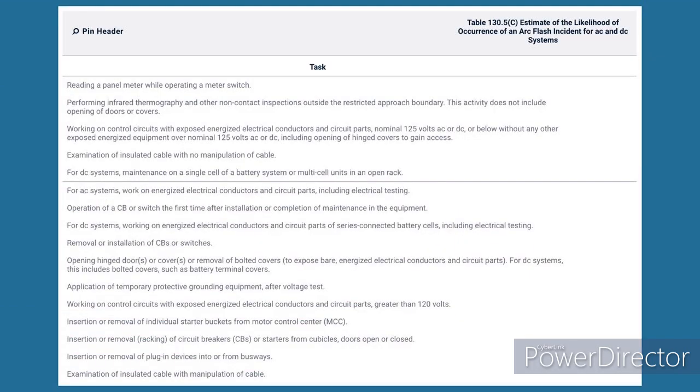Like when you start picking this up, they get to where they're talking about working on energized electrical conductors and circuit parts. That includes your electrical testing. You see that? Right on down through here: operation of a circuit breaker or switch the first time after installation, or completion of maintenance on the equipment. You're going in, it hasn't been used for that yet. So those are considered because you wouldn't know if that breaker's operating correctly or not yet.